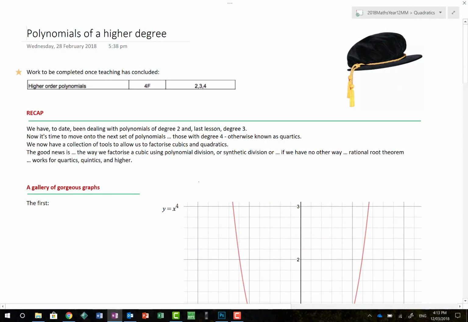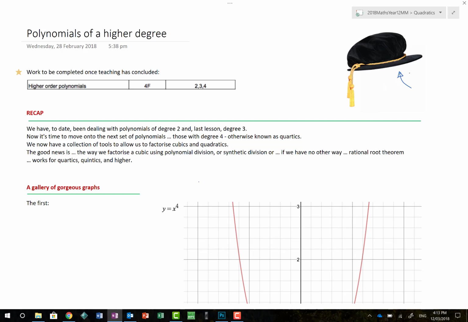Do you see what I've done here with my crazy graphic? No? Well, that's a hat for a degree, because we are dealing with polynomials of a higher degree. Hold on one moment while I laugh. Nope, it passed as much as it wasn't funny.